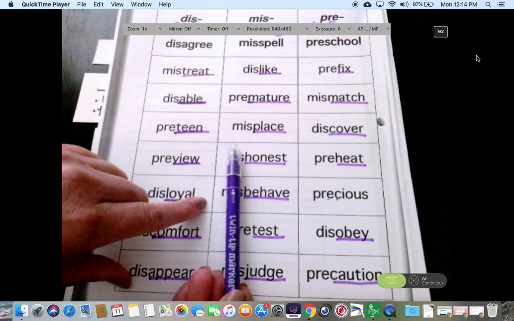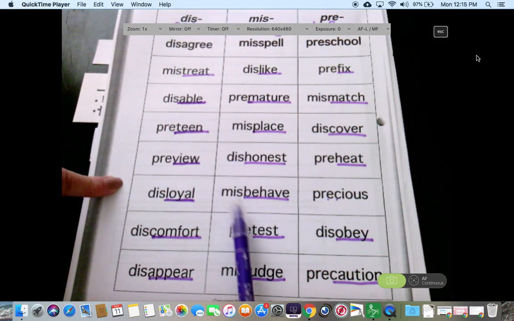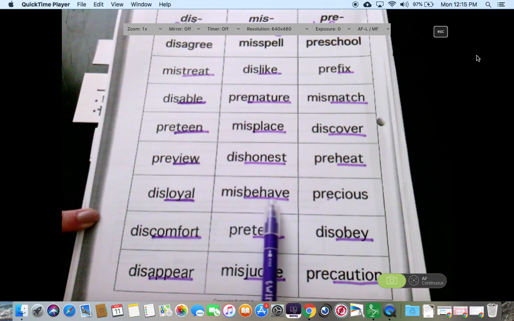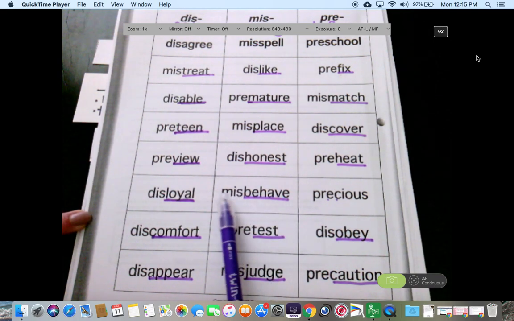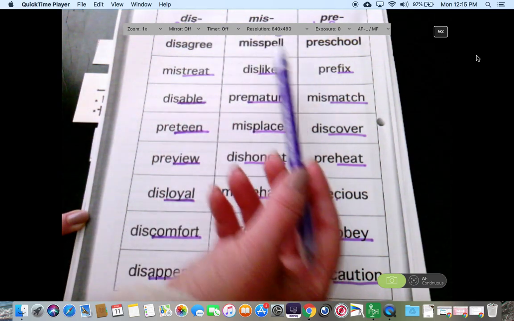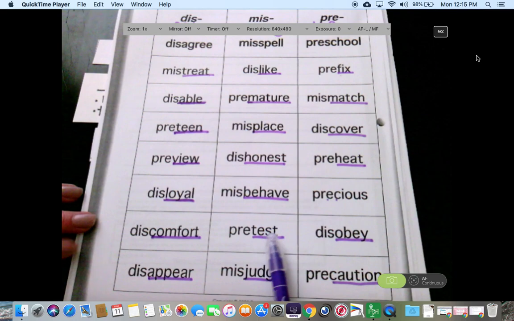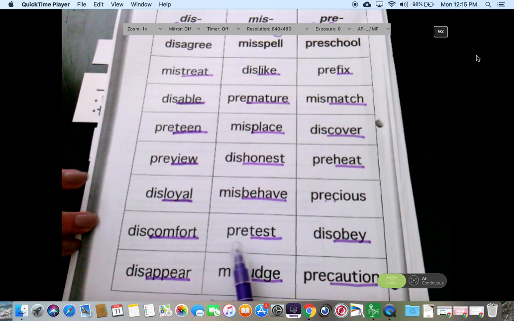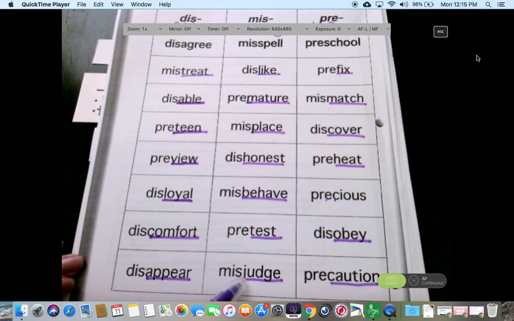Dishonest. So we know what honest means, to be truthful. So dishonest is not truthful. Misbehave. We know what behave means, right? To do what you're supposed to be doing. So if the individual is misbehaving, they are not behaving correctly or they're behaving poorly. Pretest. So often with a pretest, a teacher will give a test before we do the learning to find out what skills you already know or what skills you need to learn. So we can set goals.